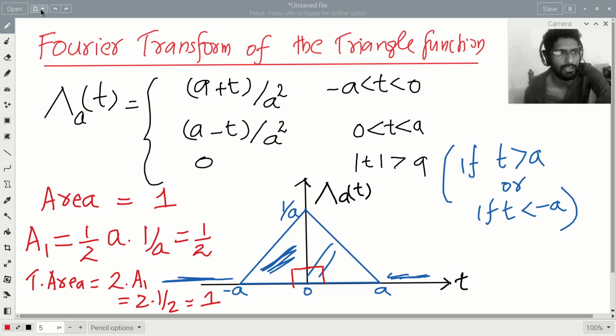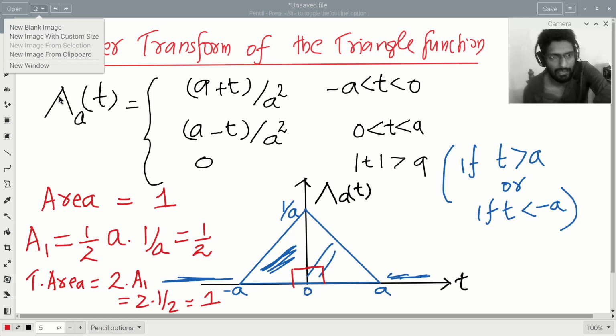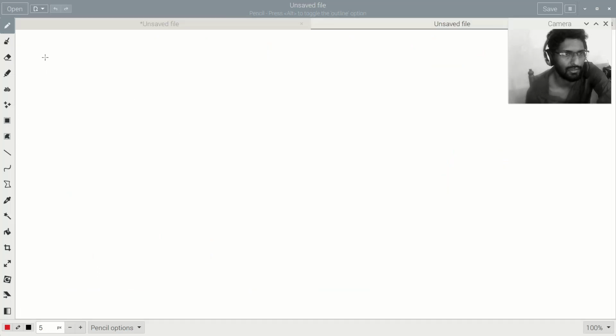Now we are going to find the triangle function's Fourier transform. What will happen to the function if we take the Fourier transform? We are not taking the Fourier transform of triangle A of t, but in a particular case we are going to put A equal to 1. So we are going to find the Fourier transform of triangle 1 of t. Finding the Fourier transform of triangle A of t is a bit complicated, so for that purpose we are going to find the Fourier transform of triangle 1 of t.